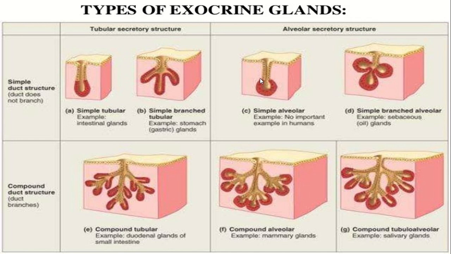Simple alveolar, you can see, it's an alveolar from simple branch to alveolar. So the example is the sebaceous gland. That is the example for the simple branched alveolar. Compound tubular, example duodenal glands of the small intestine. That is the example for compound tubular. Compound alveolar, example mammary gland. So this is the example for the mammary gland, compound alveolar. Compound tubulo-alveolar, that means both the tubes and the alveoli forms are present. That is the compound tubulo-alveolar. Example is the salivary glands. So these are the types of the exocrine glands.